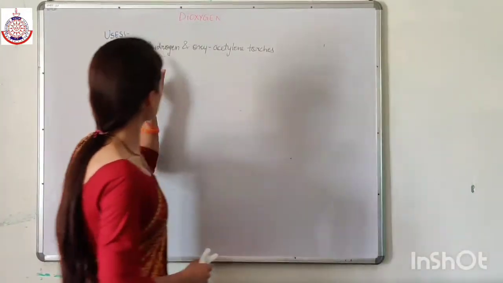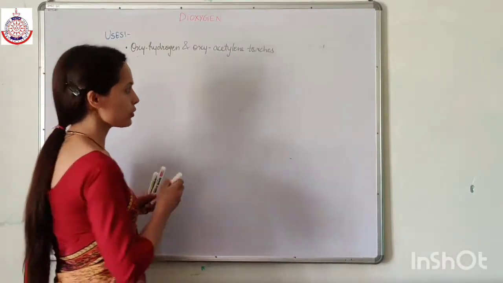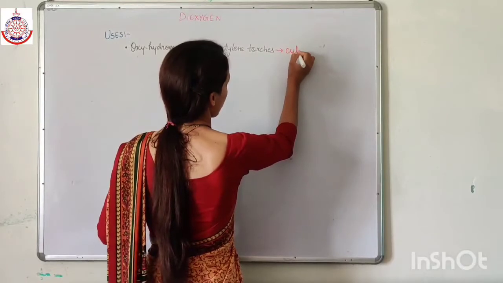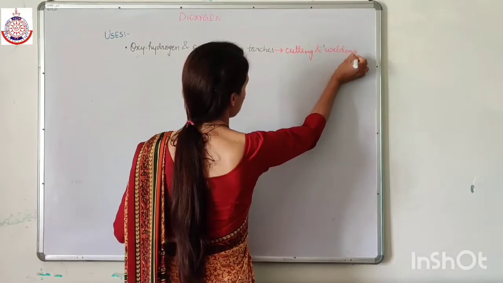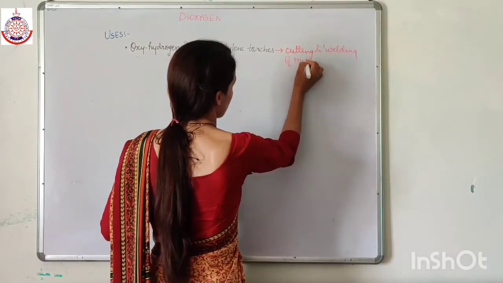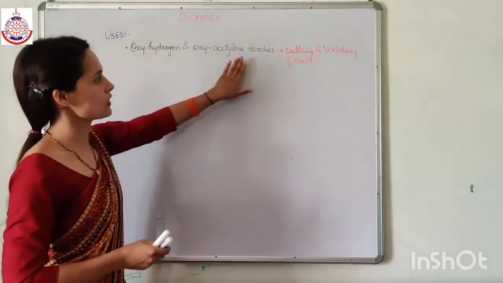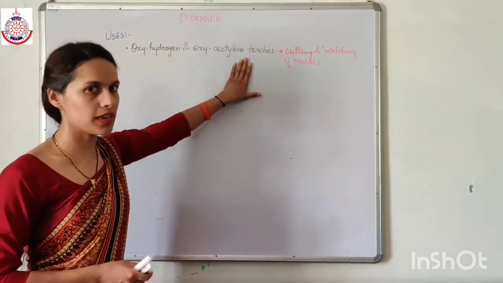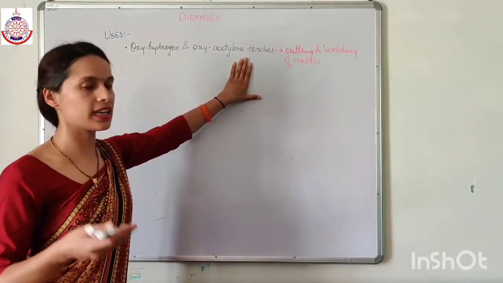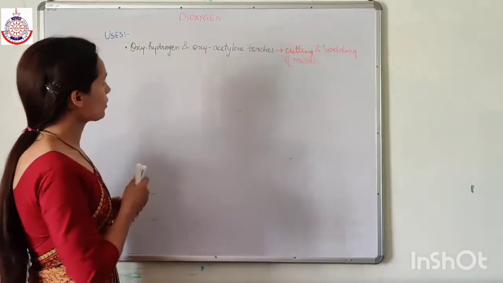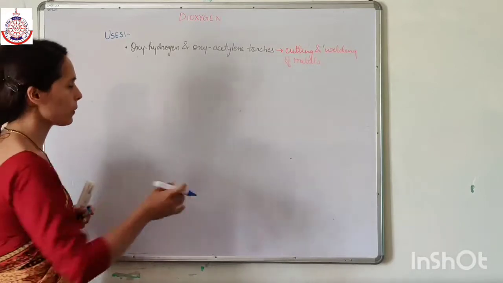And why are these used in oxyhydrogen and oxyacetylene torches? Because these torches are used in cutting and welding of metals. The reaction between oxygen and hydrogen and the reaction between oxygen and acetylene are exothermic, so a large amount of heat is released, and that heat is used in the cutting and welding of metals. So dioxygen is used in these two torches for cutting and welding of metals.